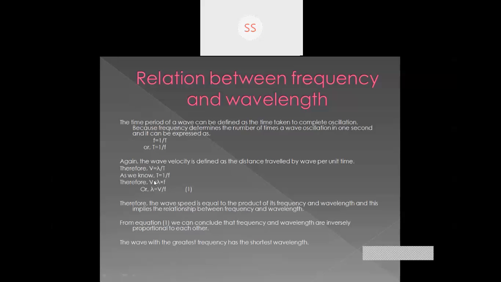Again, we know that T equals 1 by f, right? So if we put the value of T in this equation, then we get v equals lambda into f. So this is the relationship between wave velocity, wavelength and frequency. What is the relationship between wave velocity, wavelength and frequency? v equals lambda into f.